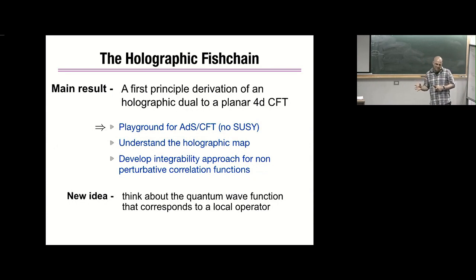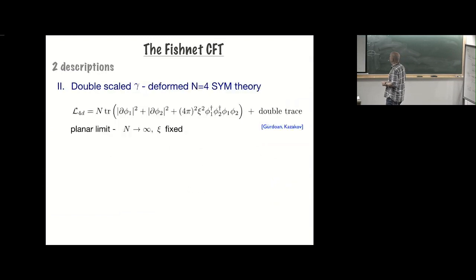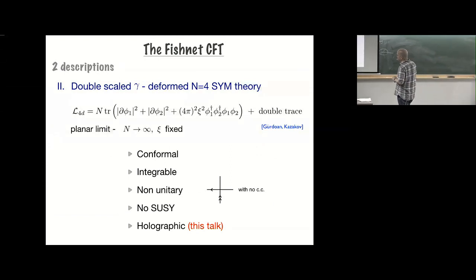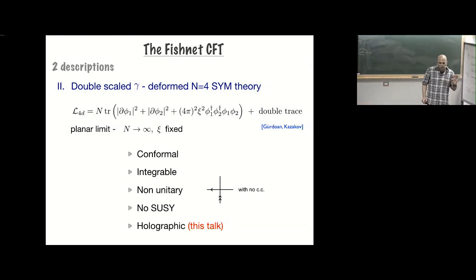I think this is the general lesson: if you try to generalize this, one should think more carefully about the wave function in radial quantization that is dual to local operators. This is what we will do for this model. So these are the two descriptions. Here the action, and what we said: conformal, integrable. I'll explain why the model that we will derive is integrable, but we will not talk much in detail about integrability. It will not be the main focus of this talk.